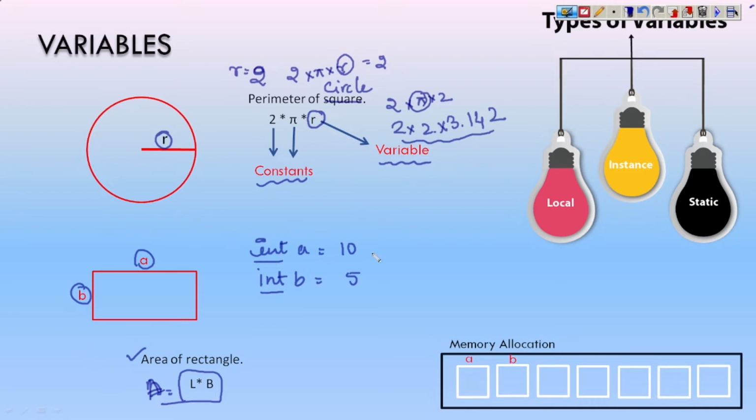So int A is equal to 10 and int B is equal to 5. Area of rectangle is A into B. So area is equal to A into B. So it will be 10 into 5, that is 50.